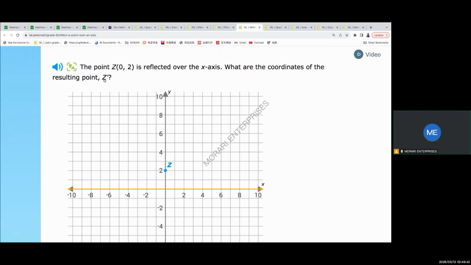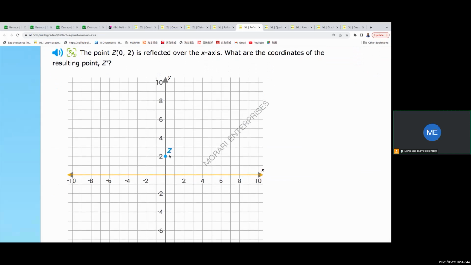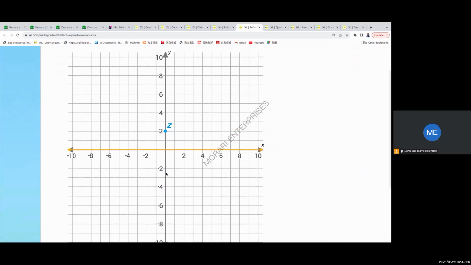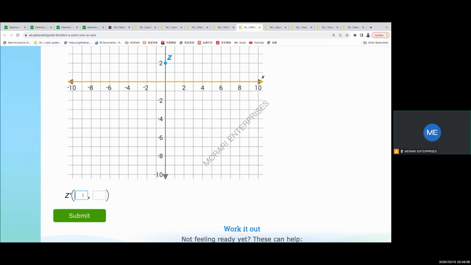Okay, the point is reflected over the x-axis. What are the coordinates of the resulting image? So 2 units up, so 2 units down. If we have 2 units up, we'll have 2 units down. Oh, and then we have to write it down. So this point will be 0, and then here will be -2. It's neither left nor right, so the x will be 0, and the y will be -2.